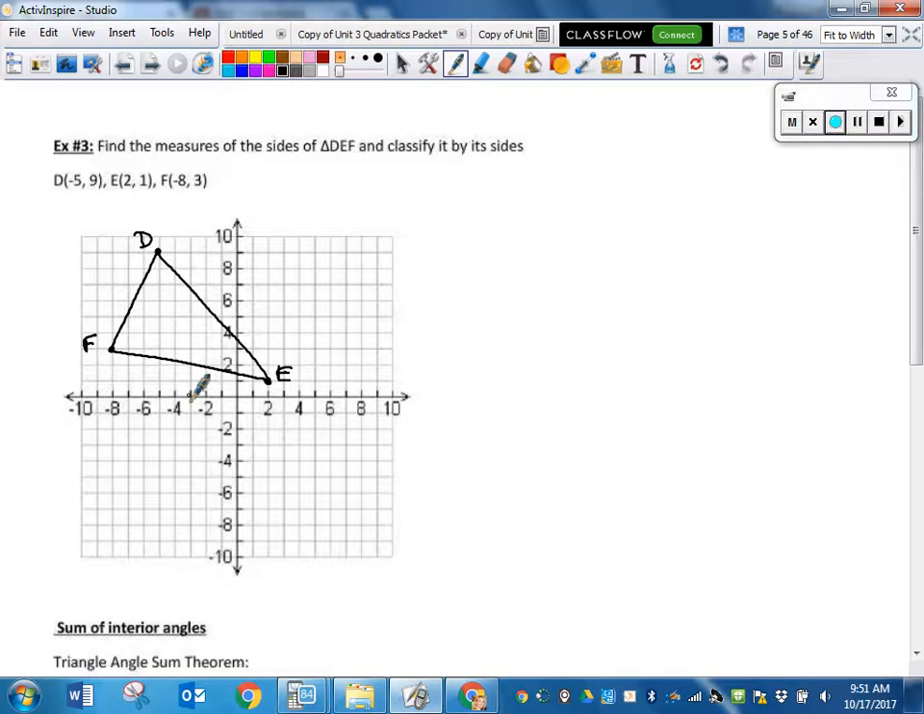Okay, so you have options. We're trying to find the measures of the sides to decide how to classify it. So what do we need to know? We need to know the length of DF, the length of DE, and the length of FE. So you have options. To find the measures, you can use a squared plus b squared equals c squared, since I'm on graph paper. Makes it easy unless you plot wrong.